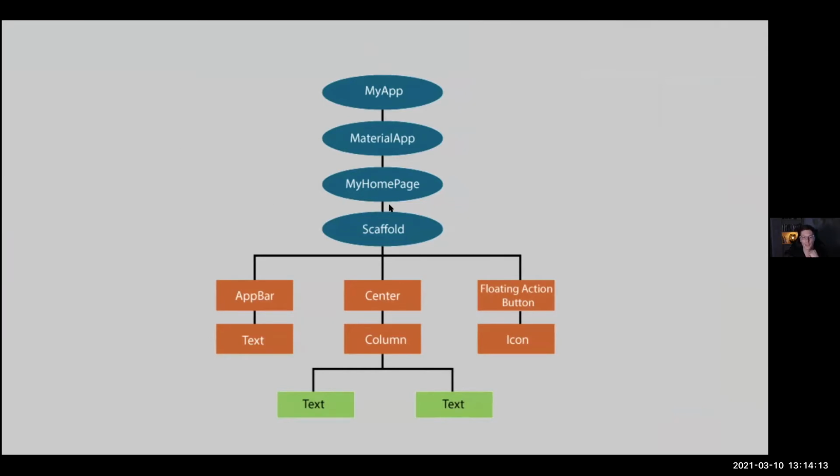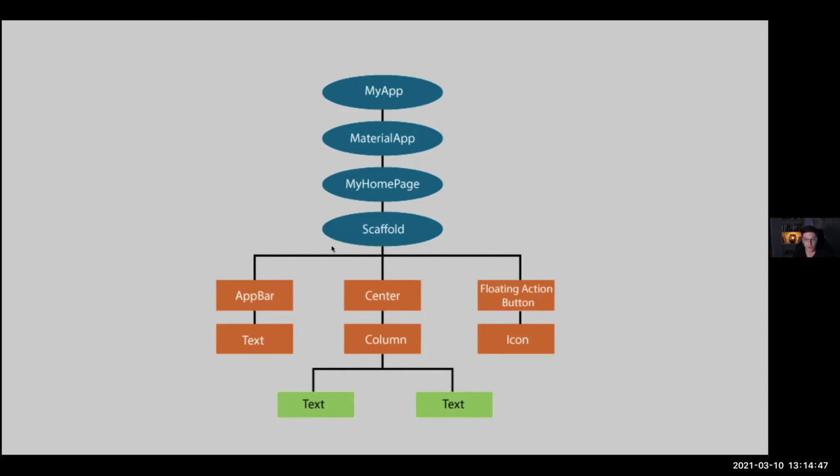Below you have the actual pages. And then below the page widget, you have a scaffold widget, which is basically the backdrop, the one that holds up all your components. Then you have an app bar widget with a text inside, a center widget with a column inside with 2 texts, and then a floating action button with an icon. When I look at this, it seems pretty simple to me. It's just puzzle pieces that you put together and you get a whole app.